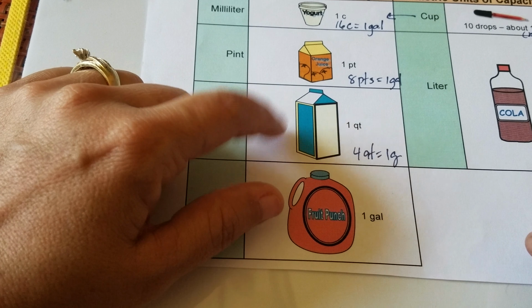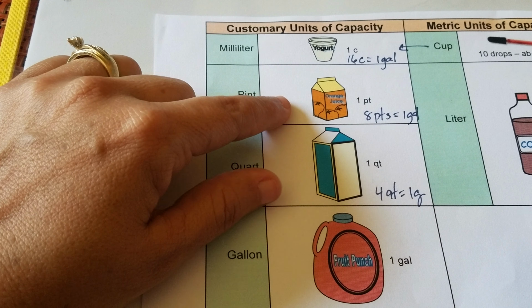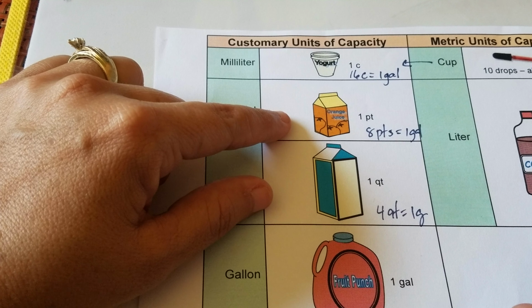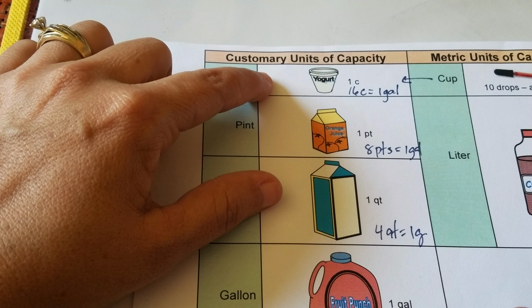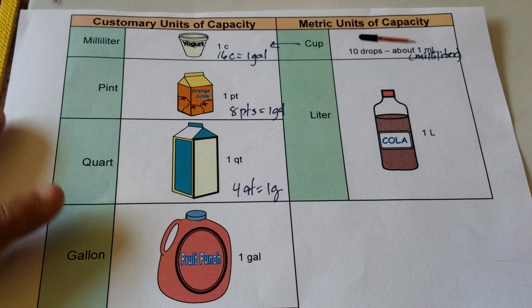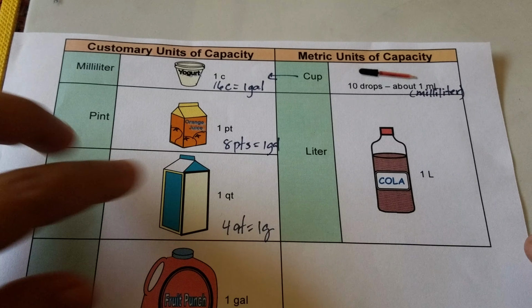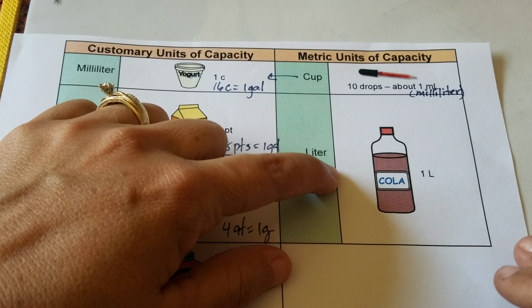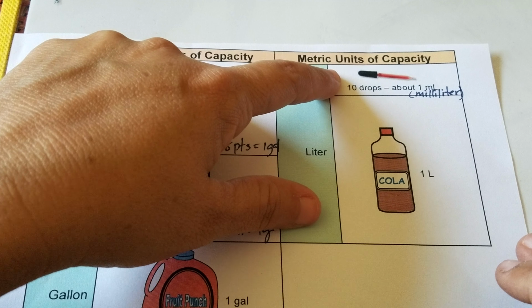You need 4 quarts to make a gallon. You need 8 pints to make a gallon, and you need 16 cups to make a gallon. Now we're going to talk about metric units of capacity. It's about liters. Liter is the biggest one, and milliliter is the small one.